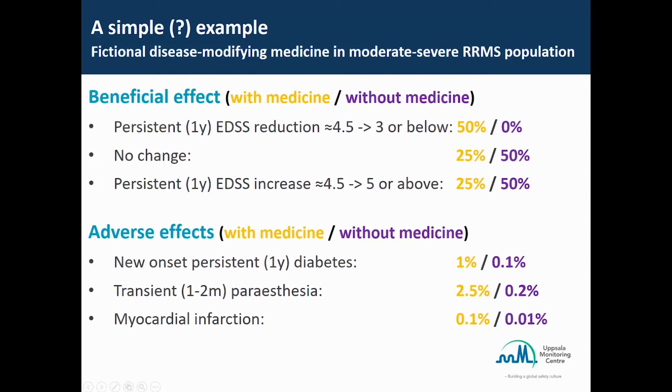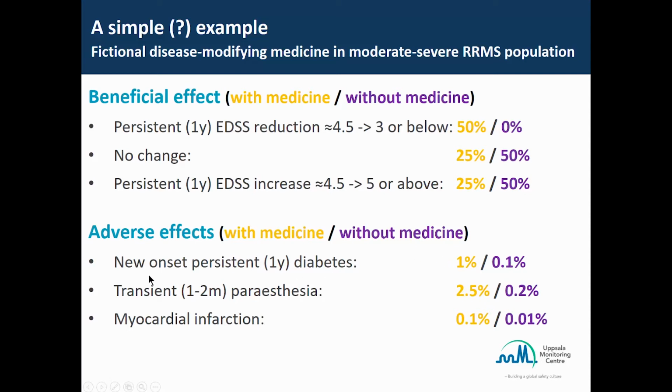First, and in contrast to what happens with those that are treated, as you see, among the non-treated patients, they fare considerably worse. None of them get better, half of them see no change, and half of them actually get worse. So if we then go down and look at the adverse effects, the first one is new onset diabetes, which is also considered to be persistent for 1 year, and 1% of the treated patients experienced this compared to 0.1% for the non-treated ones.